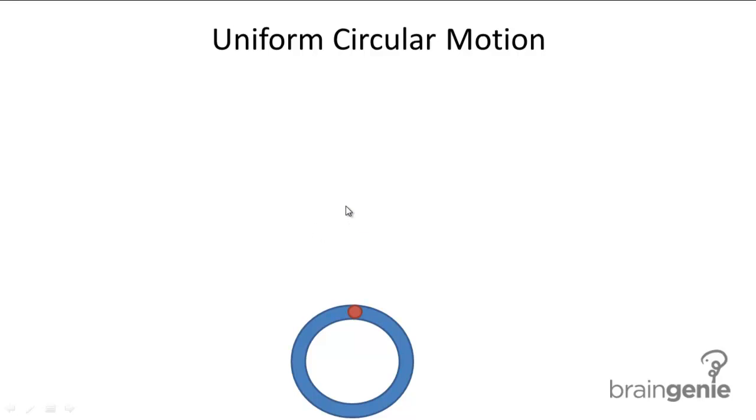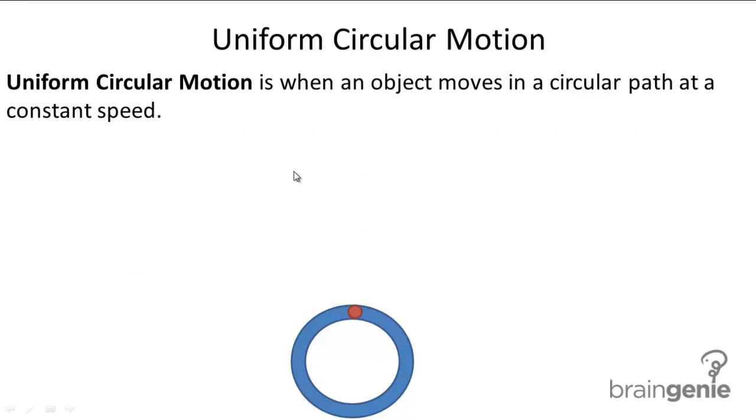Uniform circular motion. Uniform circular motion is when an object moves in a circular path at a constant speed. Let's take a look at this animation to see an example. In this animation you can see this object moves in a circular path, and it moves with a constant speed in the circular path.